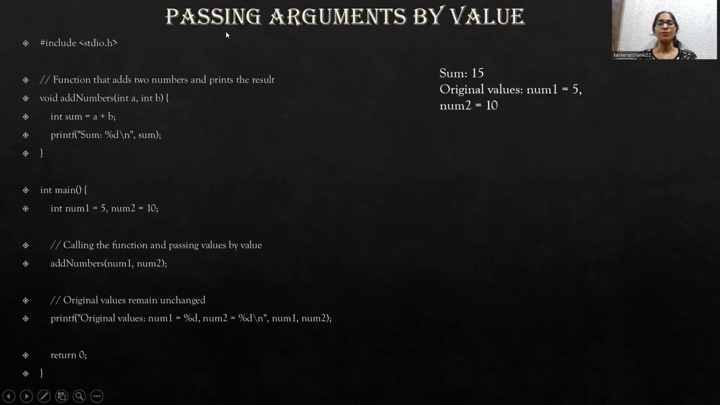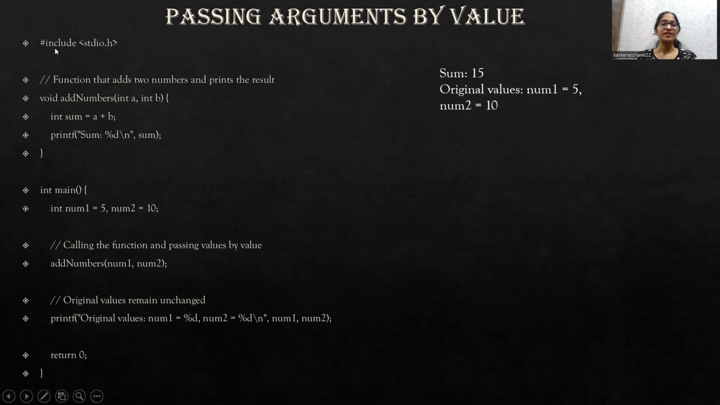Next, we are going to discuss passing arguments by value. There are two types of passing arguments: one is by reference and one is by value. Passing arguments by reference is the example given earlier, which is the swapping of two numbers. In this slide, let us discuss passing arguments by value.